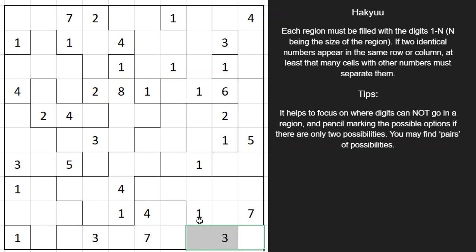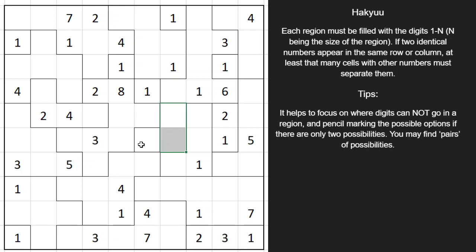Here's a 3-cell region. Where does the 1 go? Can't go here because that would be too close to this other one. You need a gap in between 1s. So this would be the 1, this would be the 2. 3-cell region has 1, 2, and 3.